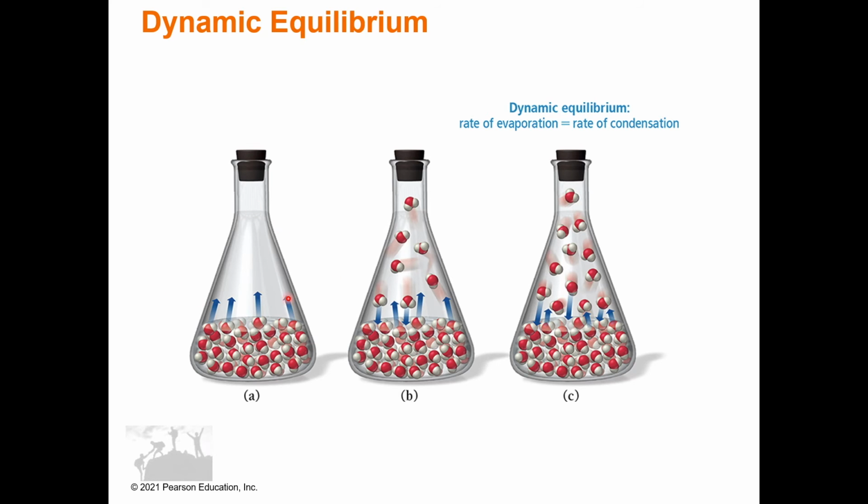So in picture A, we see that there are no water vapor molecules inside this flask. So the rate of vaporization here is going to be very high. Now part B, we already have some water vapor, so the rate of vaporization is going to slow down a bit. We're also seeing that some of these water vapor molecules are condensing back down to the liquid. Now part C, this is where dynamic equilibrium is happening. The rate of evaporation is going to equal the rate of condensation.